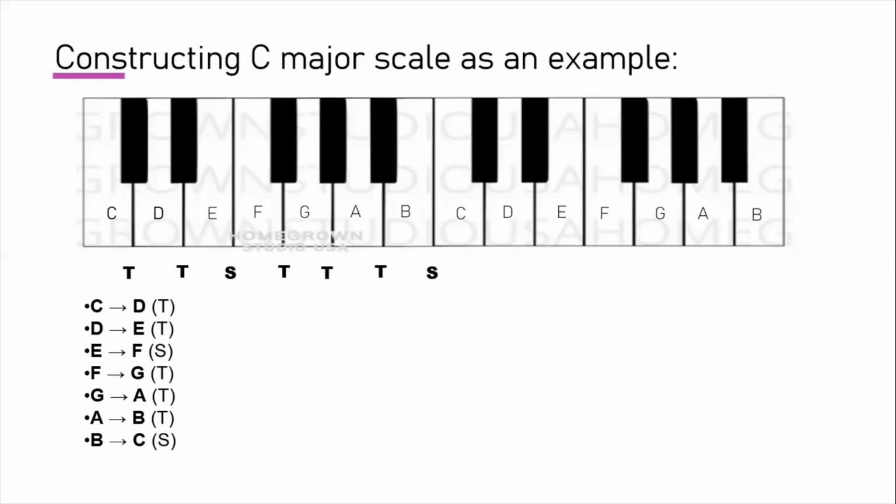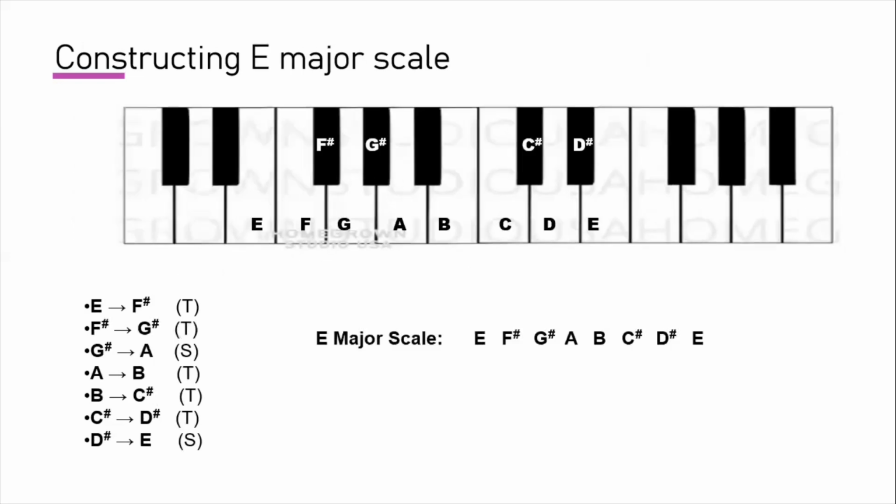From C to D is a tone because we have a black key in between. And from D to E is also a tone. But from E to F is a semitone because there's no black key in between. And then from F to G is a tone. We have a black key there. Then from G to A is also a tone. As well, from A to B is also a tone. But from B to C is a semitone. And that is how we build the major scale.